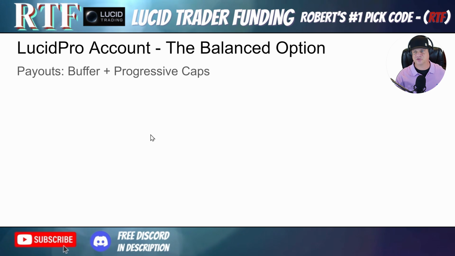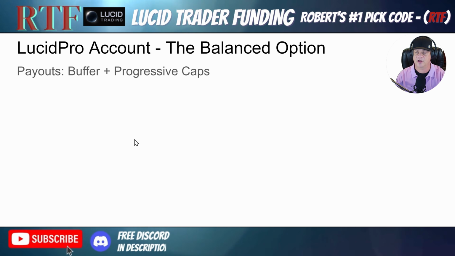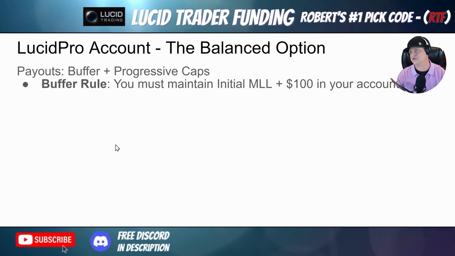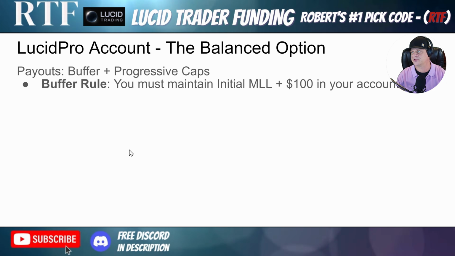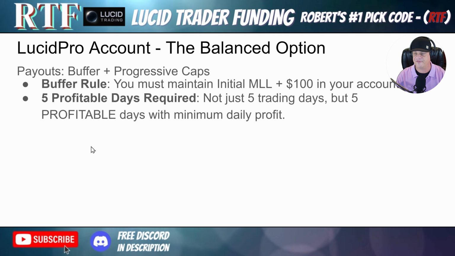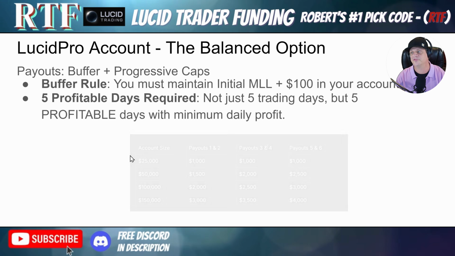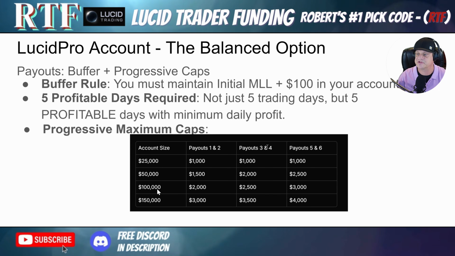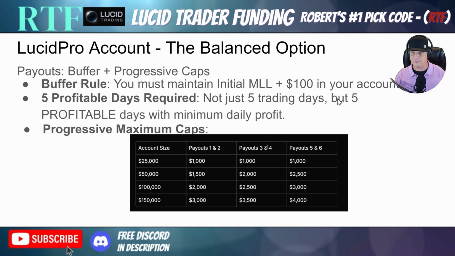So let's look at the payout structure. It's basically, for the LucidPro, you have a payout structure where you have your buffer and your progressive caps. So your buffer rule is you must maintain your initial max loss limit plus $100 in your account. That's standard. You got 5 profitable days required, not just 5 trading days, but you need 5 profitable days with a minimum daily profit. And here's the progressive maximum cap. So for each account, for example, say the $50,000, as long as you don't withdraw into your buffer, you have 5 profitable days.